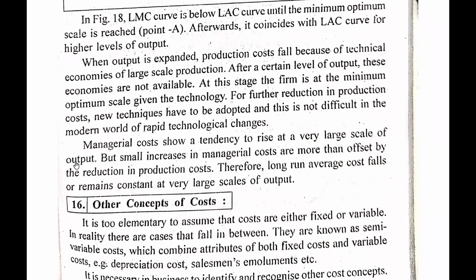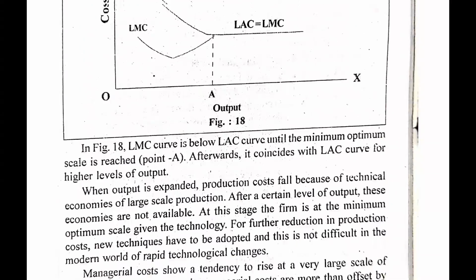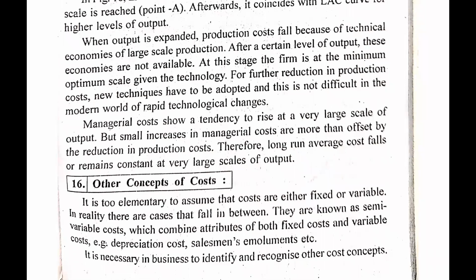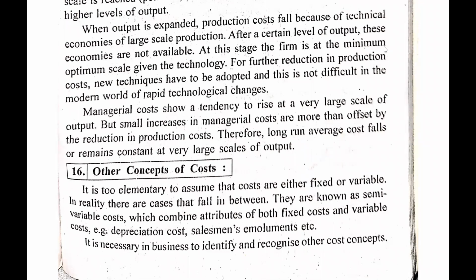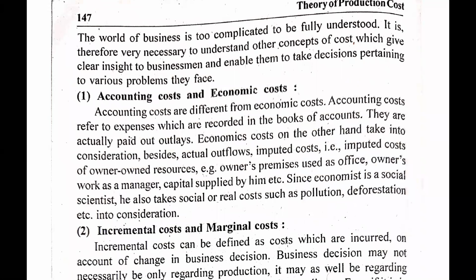So guys, we need to discuss other concepts of the cost. And as we are going to conclude this chapter very soon after this point, I don't think many topics are left now. Let's see other concepts of cost in this chapter. It is too elementary to assume that costs are either fixed or variable. In reality, there are cases that fall in between. They are known as semi-variable cost, which combine attributes of both fixed cost and variable cost. Example, depreciation cost, salesman emoluments cost, etc. So let's see it one by one.